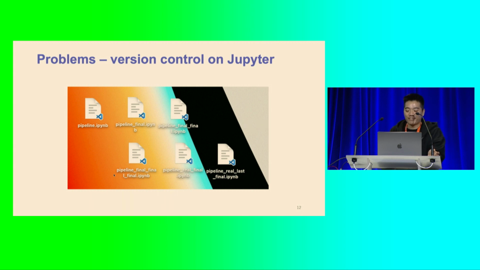Have you ever managed a file like this? I remember managing a file like this, "final", "real final", "real lost final". I remember managing files like this when I was a student. In reality, if we use Git, we don't manage file names like this. However, I brought this image to show a clear example of how difficult it is to use version control with notebook files.